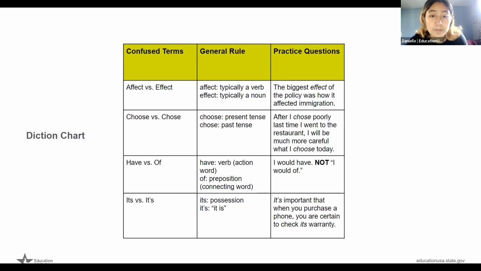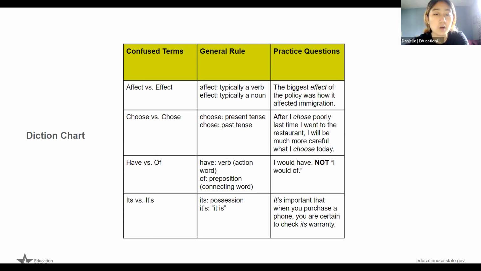Affect, with an A, is usually a verb. Effect is typically a noun. Here's a practice sentence so you understand. The biggest effect of the policy was how it affected immigration. The biggest effect, that's a noun, right? It's talking about a change. The policy was how it affected immigration. So that's to affect something, the verb right there.